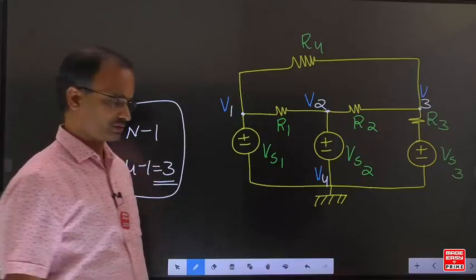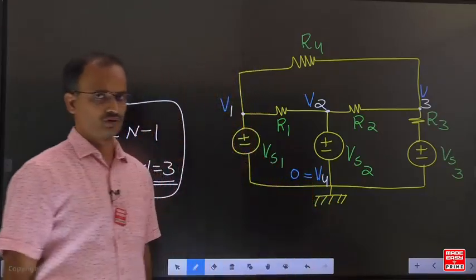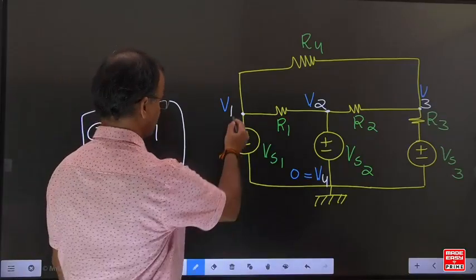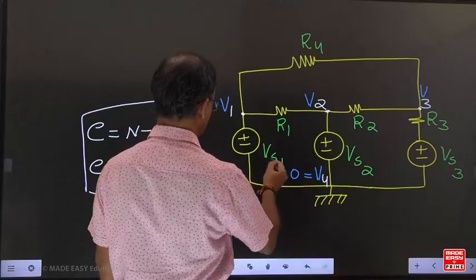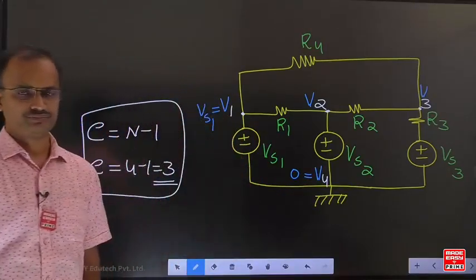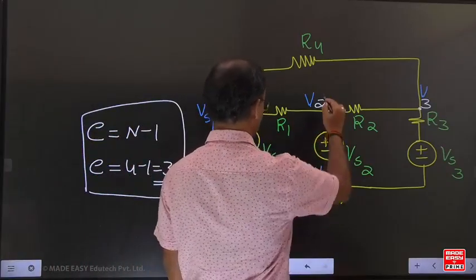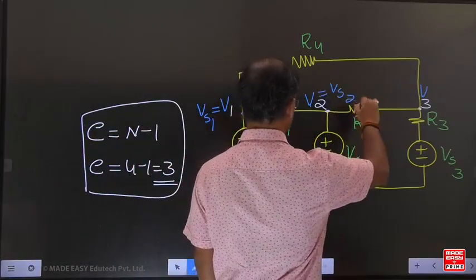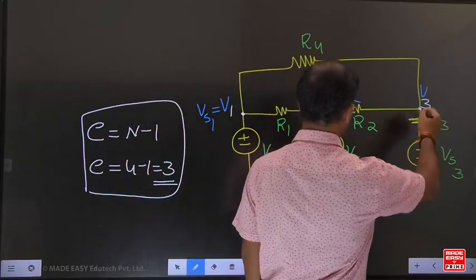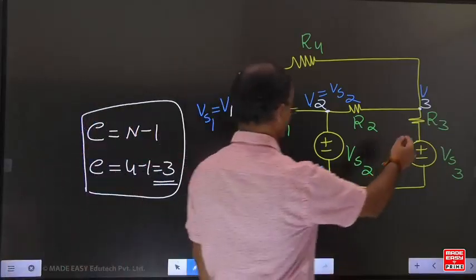Now, from the given information, what is the potential at this point? The ground potential is equal to 0. The potential difference between V1 and ground equals Vs1, so V1 equals Vs1. The potential difference between V2 and ground equals Vs2. Is it possible to say the V3 value directly? No, the reason is that some resistance is present.